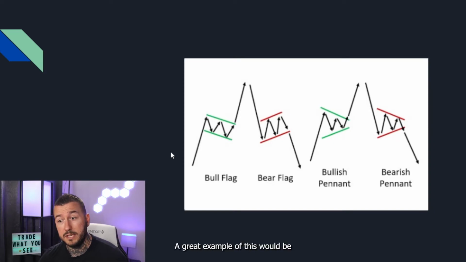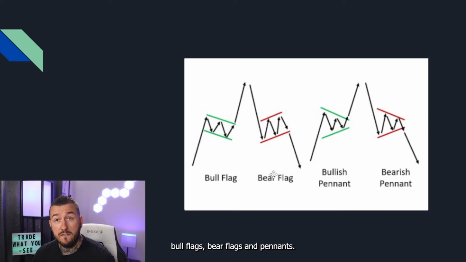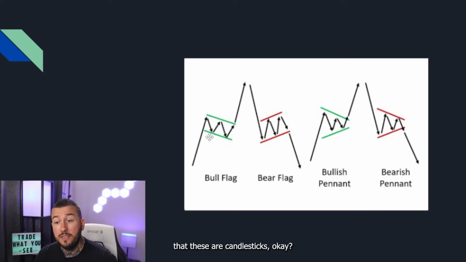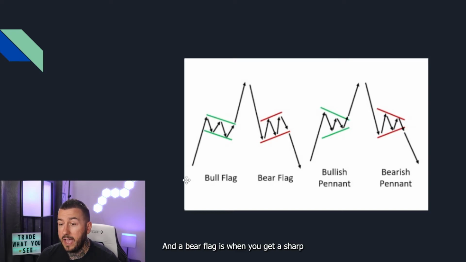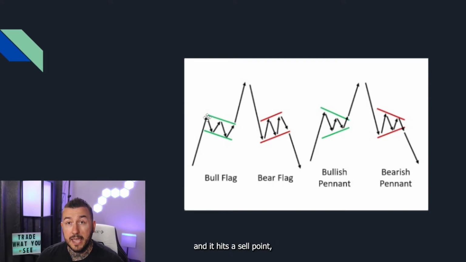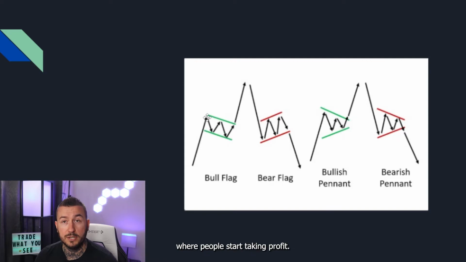A great example of this would be bull flags, bear flags, and pennants. We see these all the time. Now just imagine that these are candlesticks, okay? A bull flag is when you get a sharp increase in price, right? Buyers come in, volume comes in, pushes the price up, and it hits a sell point, a resistance point where people start taking profit. And then you have people that could be late to getting into the stock, starting to buy and then sell, buy, sell, and then boom, you have a breakout of that bull flag channel. These are high probability patterns that play out in the stock market all the time.